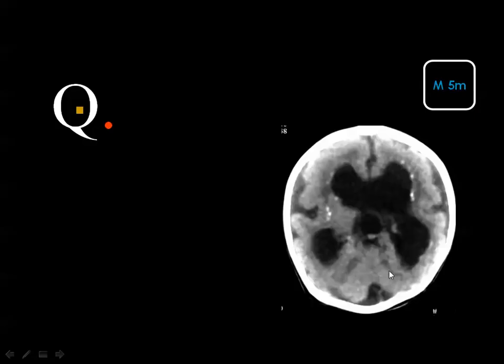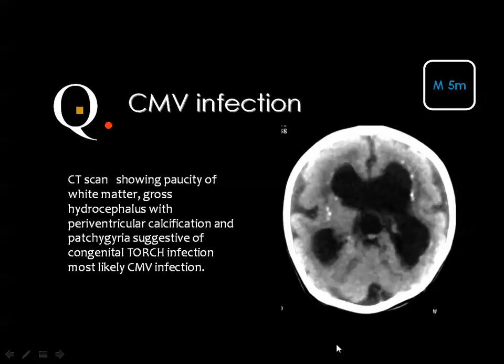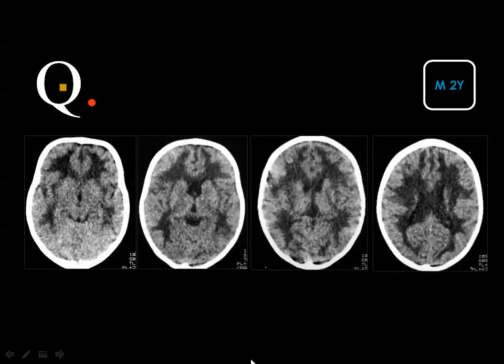Axial non-contrast CT head scan showing periventricular calcification and atrophic changes in a male 5 months old, congenital infection. And if you see that the calcium is intimately related to the wall of the ventricle, you may put the possibility of cytomegalovirus infection.